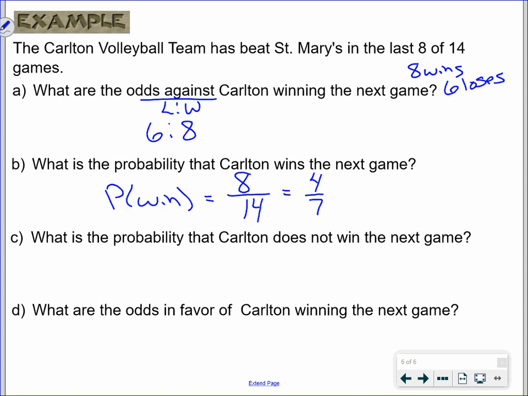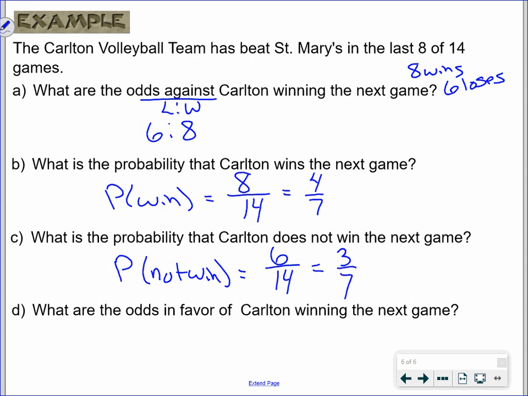What is the probability that Carlton does not win the next game? So that means how many times are they going to lose, or the probability that they're going to lose. So they have 6 losses in total out of a possible 14 games that were played. And if we put this in those terms, we will get 3 out of 7.